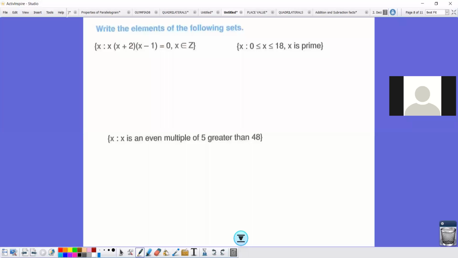Now in the first one, this is the set A, this is set B, and C. So here, which elements will be in the set A that satisfy this rule? X has to be an integer, and it has to satisfy this equation here. So which numbers can it be?